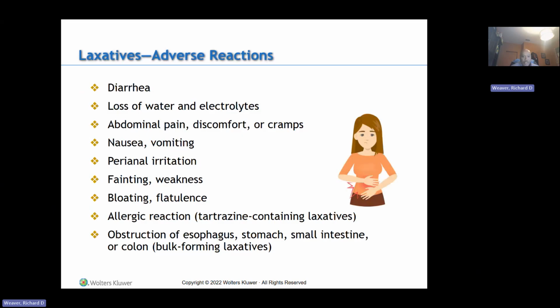Let's see, allergic reaction. With tartrazine containing laxatives, these patients can develop an allergic reaction to these drugs. So be careful with that one. Obstruction of the esophagus, stomach, small intestine, or colon can rather be caused by the bulk forming laxatives, and so be careful giving the bulk forming laxatives because they can lead to these GI obstructions.